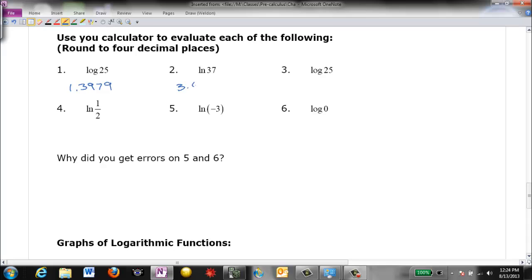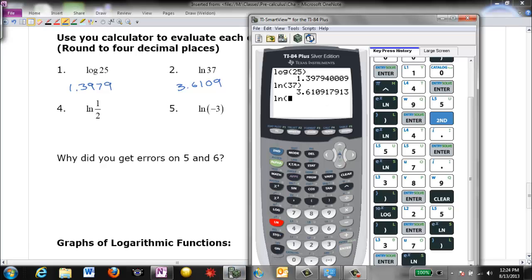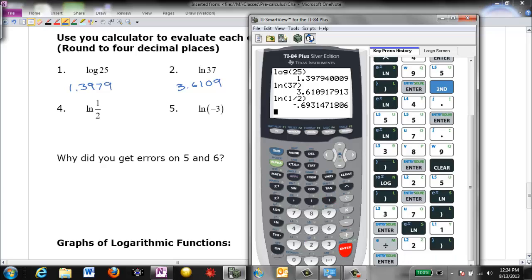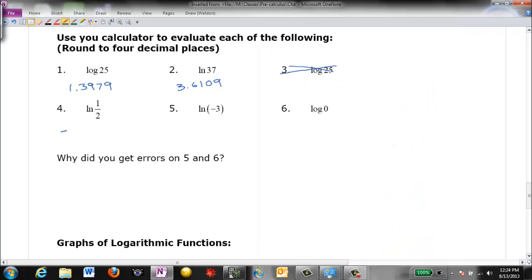And we get 3.6109. And, Mr. Weldon made a typo here. We do not need to do number 3 again. It is the same problem. So we'll just skip over to number 4 here. So let's do the natural log of 1/2. Okay, so 1 divided by 2 is the way that we're going to put that in there. Okay, and hit enter. And we get negative 0.6931.